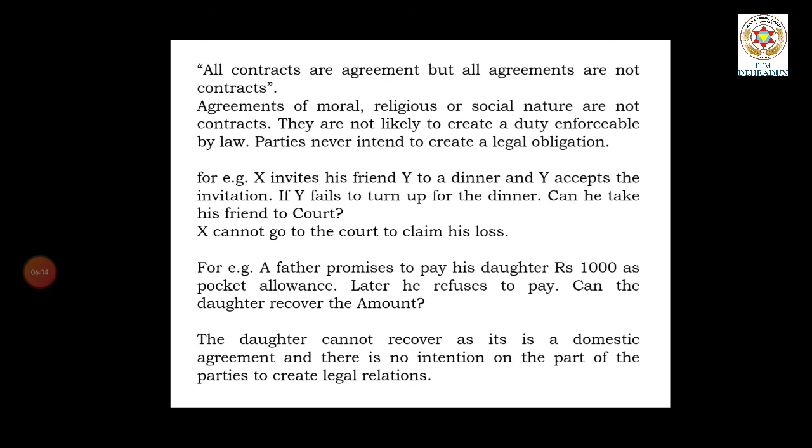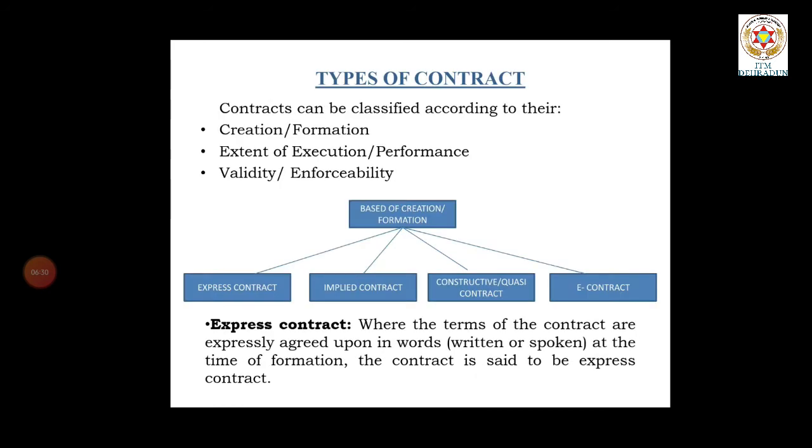Second example, write it down: a father promises to pay his daughter rupees 1000 as pocket allowance. Later he refuses to pay. Can the daughter recover the amount? See, this is an agreement of domestic nature. So how can the daughter sue her father, right? So there is no creation of legal relations.